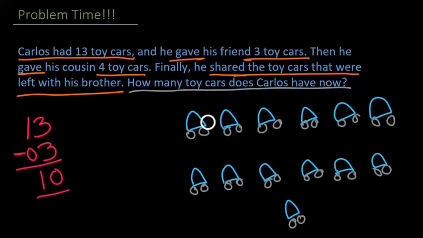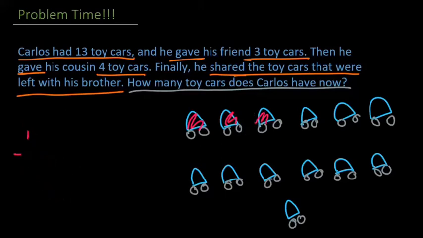Let me just color in 3 toy cars to show what he gave. 1, 2, 3. He gave away 3 toy cars, and now we have 10. Next, he gave his cousin, again, gave, remember gave means subtraction. Remember that because we already had it twice in this problem. But anyway, he gave his cousin 4 toy cars.